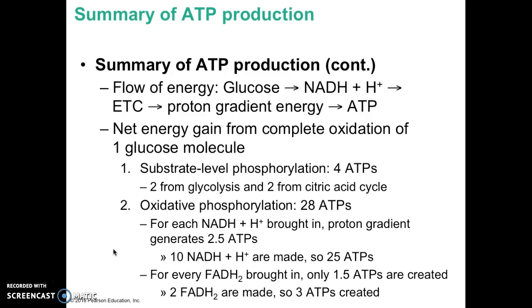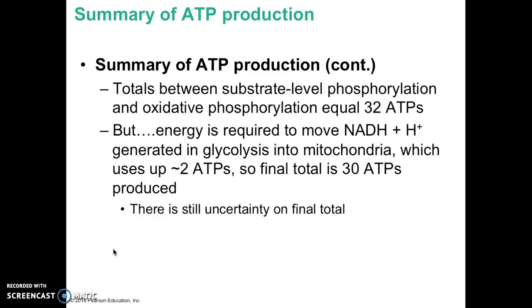For the NADH plus H plus brought in, the proton gradient generates 2.5 ATPs. 10 NADH plus H pluses are made, so 25 ATPs. For every FADH2 brought in, only 1.5 ATPs are created. Since we make 2 FADH2s, we make a total of 3 ATPs via that route. The total ATP made from substrate level phosphorylation and oxidative phosphorylation is 32 ATPs.